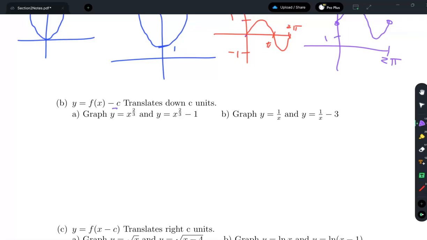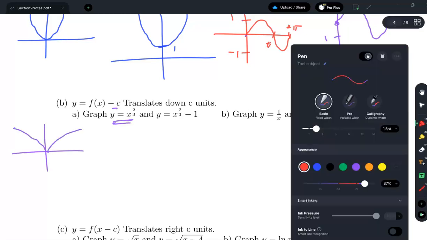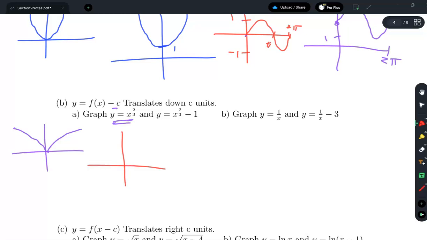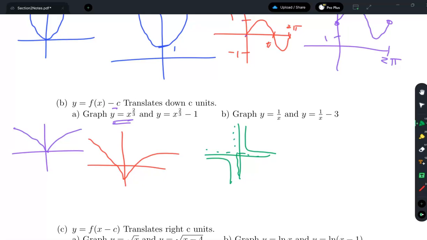So if I have a subtraction at the end, I'm going to move a graph down. So this is an important graph, this x to the 2/3. And so to move it down by 1 would look like that. So the 1 over x graph, you know, is a hyperbola, and asymptotes are important. And then what does this do? This says you're going to shift it down by 3. So that means the horizontal asymptote is going to be at -3, and that's what the graph will look like.